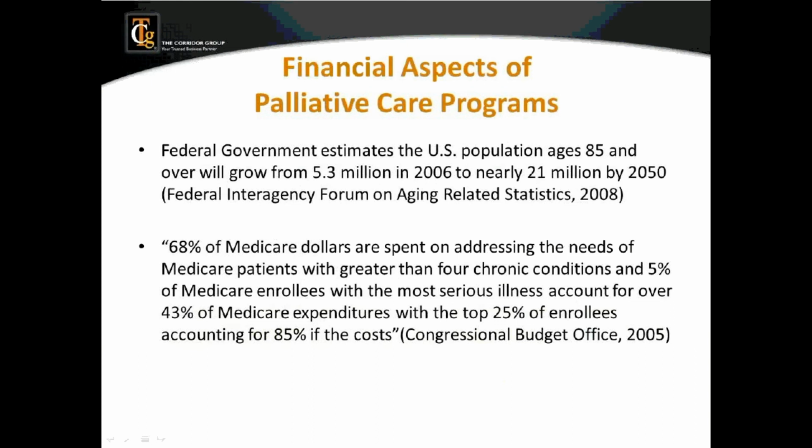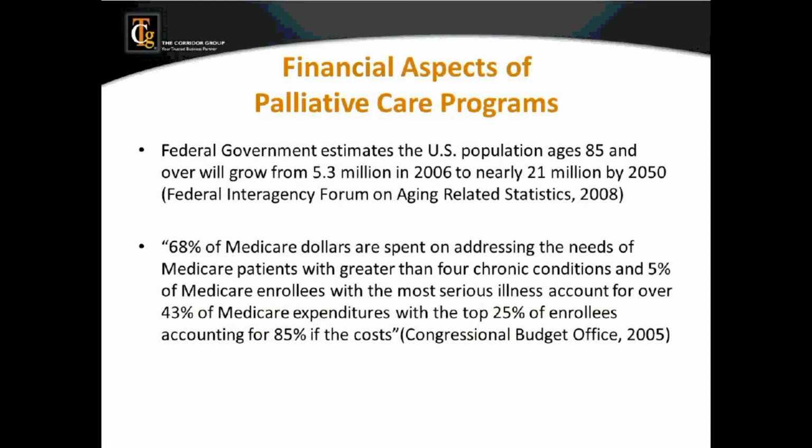So the financial aspects of palliative care programs, the federal government estimates that the United States population aged 85 and over will grow from 5.3 million in 2006 to nearly 21 million by the year 2050. 68% of Medicare dollars are spent on addressing the needs of Medicare patients with greater than 4 chronic conditions, and 5% of Medicare enrollees with the most serious illnesses account for over 43% of Medicare expenditures, with the top 25% of enrollees accounting for 85% of the cost. That in and of itself is dramatic.